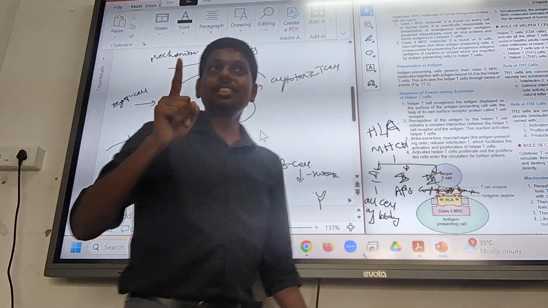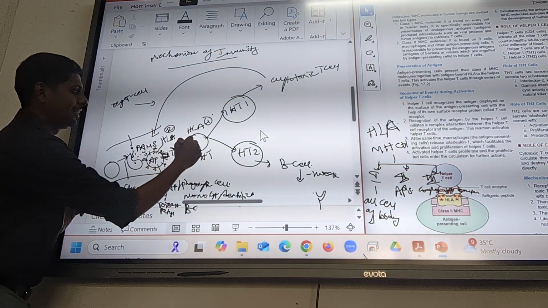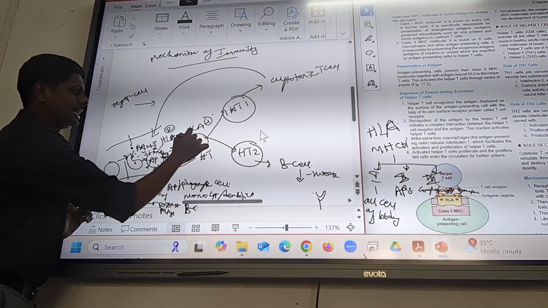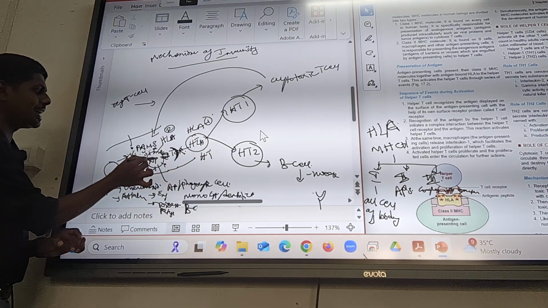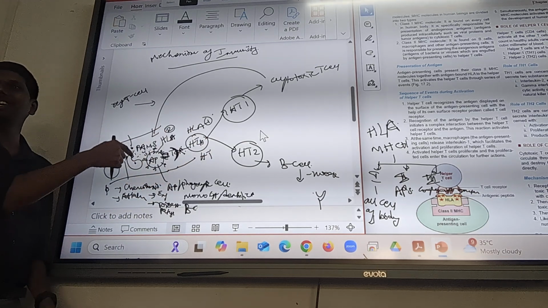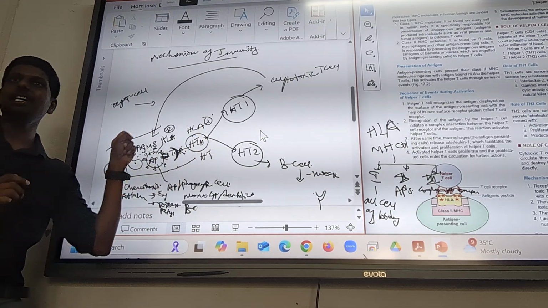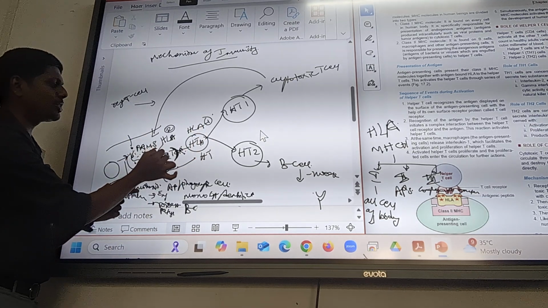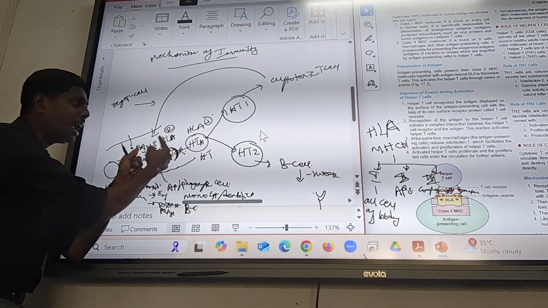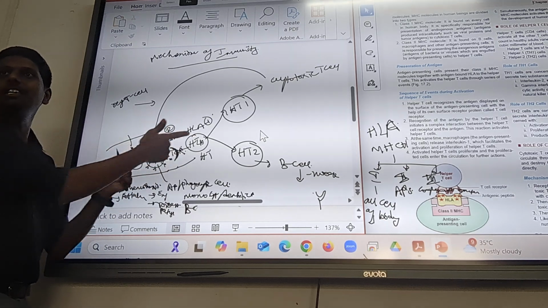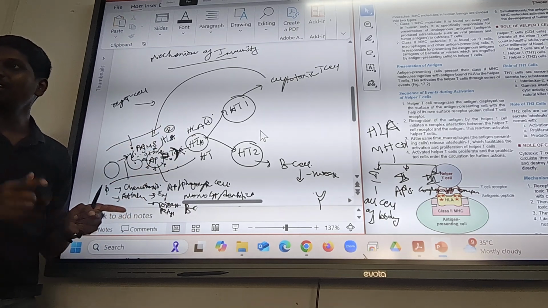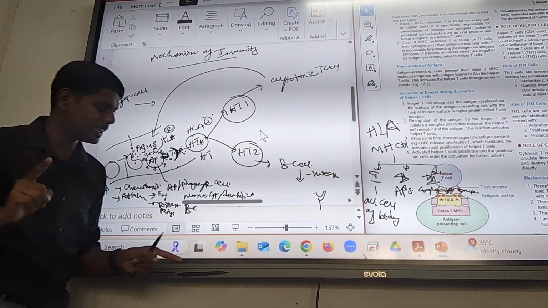Got it? This is exactly what happens here. Now the helper T cell first reads the macrophage MHC. MHC1 will read MHC2 before reading the pathogen. If they are not matching, they will auto attack each other. Got my point?